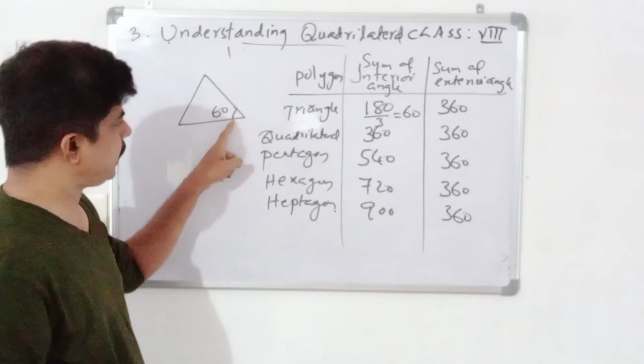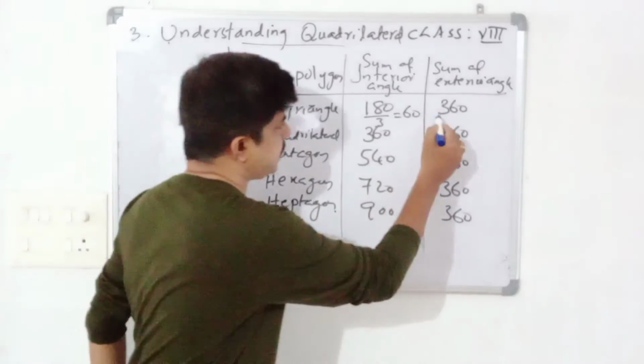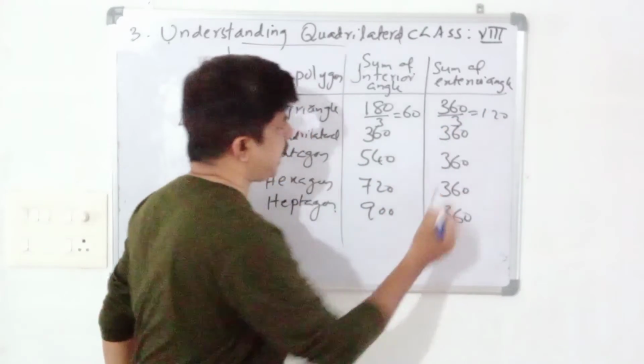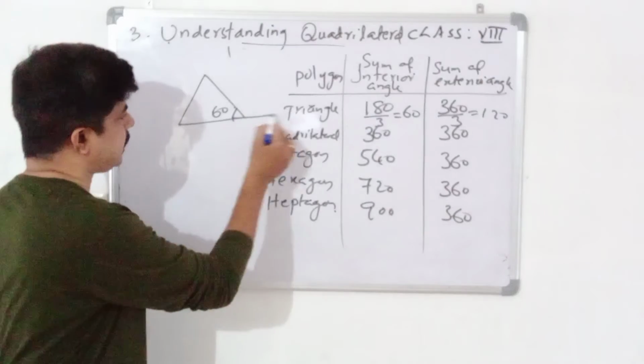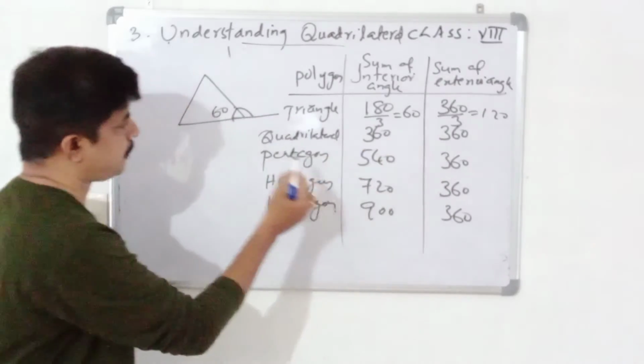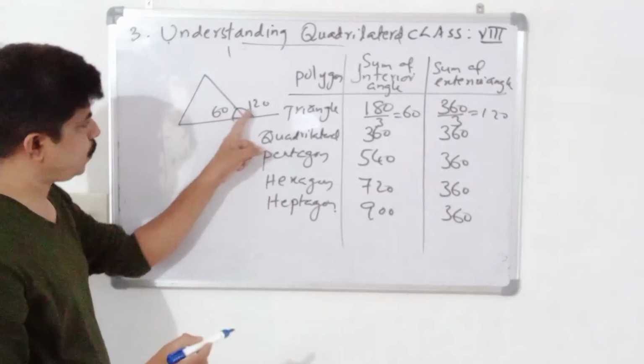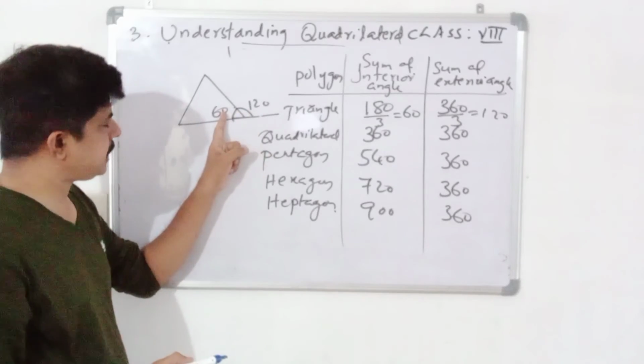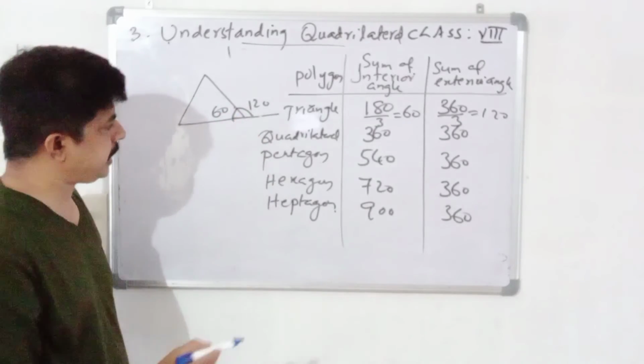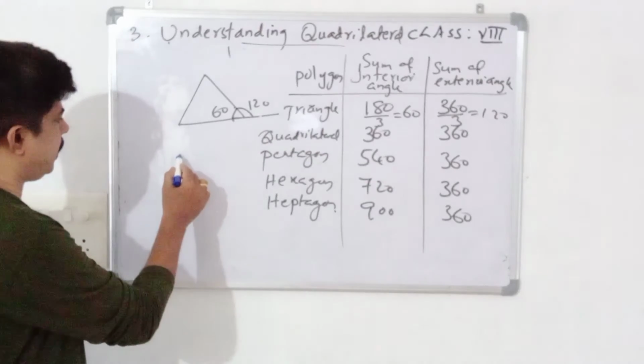If the interior angle of an equilateral triangle is 60 degrees, each exterior angle is 360 by 3, which is 120. Therefore these two form a linear pair. This interior angle plus exterior angle will always be 180. Now let us see a quadrilateral.